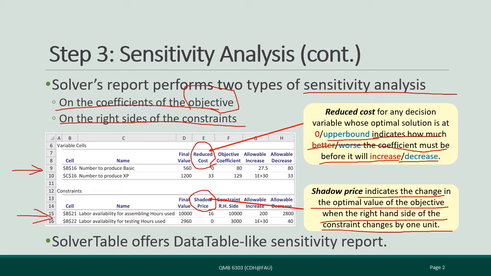Again, you may not quite understand what these terms are and how they fit into the whole picture, but just keep those things in mind when you go through the examples. Another way to do sensitivity analysis in this book is through the add-in called the Solver Table. The Solver Table offers a data table like sensitivity analysis. You can specify a range of possible values and what increment, and you can see, when you put in all those different values for the coefficient or the constraints, what the new optimal solution would be, and you can compare and contrast the changes to the optimal solution.